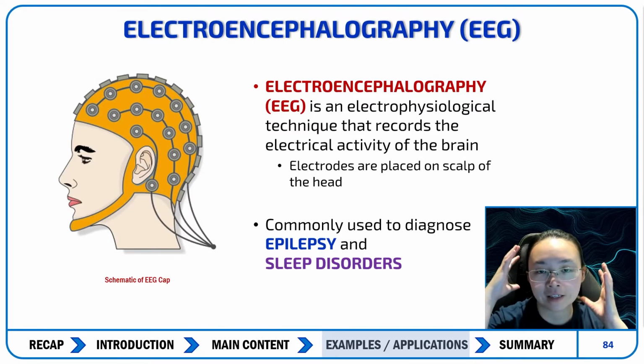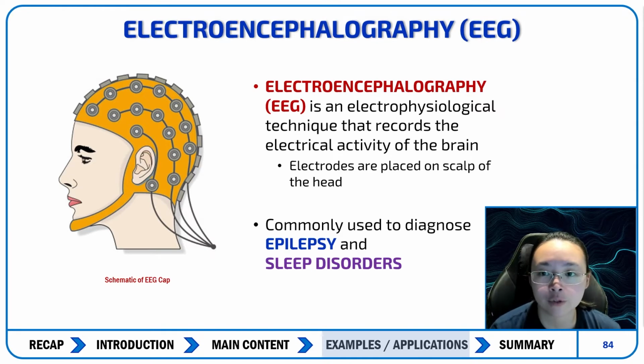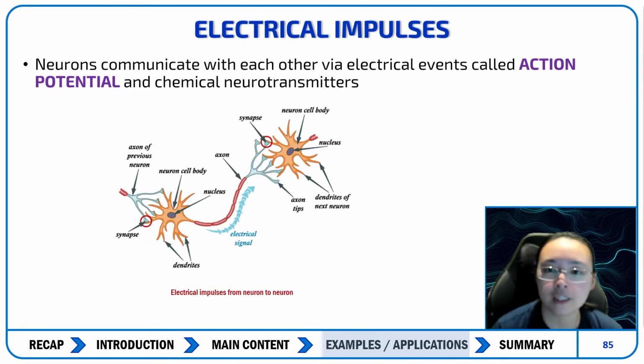That's when you have this cap on your head with a bunch of electrodes. It's an electrophysiological technique that records the electrical activity of the brain. Based on what you're doing at a specific moment or what you're thinking about, different regions of your brain may fire a little bit more and have those neuronal signals activated. And you'll be able to see which lobe of the brain controls or becomes active based on certain movements. So the EEG is commonly used to diagnose epilepsy and other sleep disorders. We'll take a look at these different types shortly.